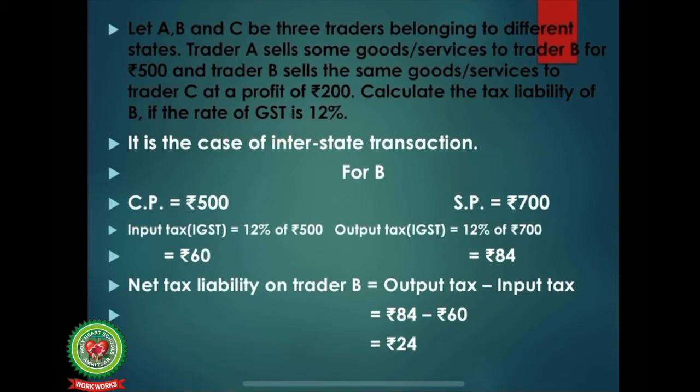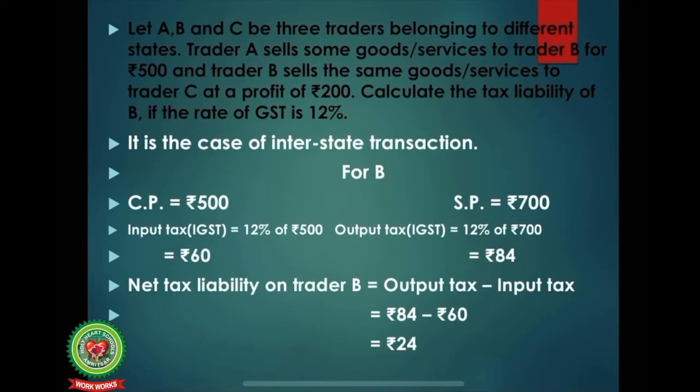Now students, in this case, we are given that the traders A, B, C belong to different states. So it is a case of interstate transaction. And we know that in the case of interstate transaction, we are going to charge IGST. Now we need to calculate the tax liability of trader B. So we have given the heading as for B.